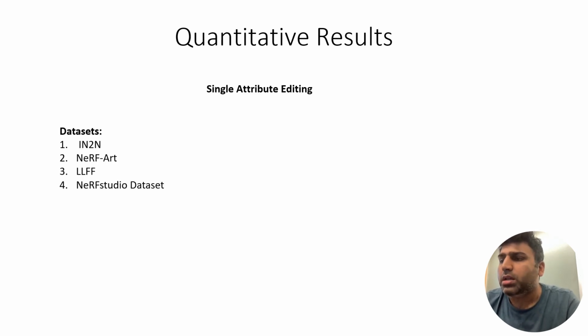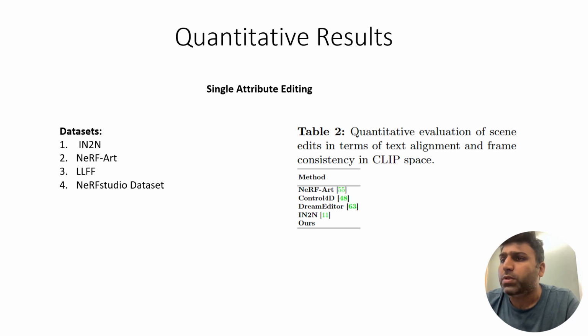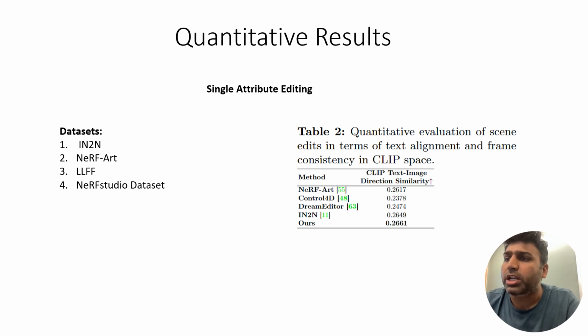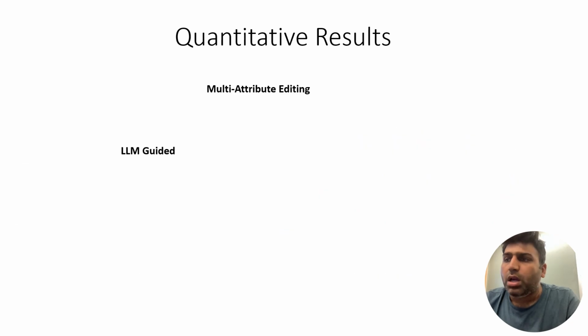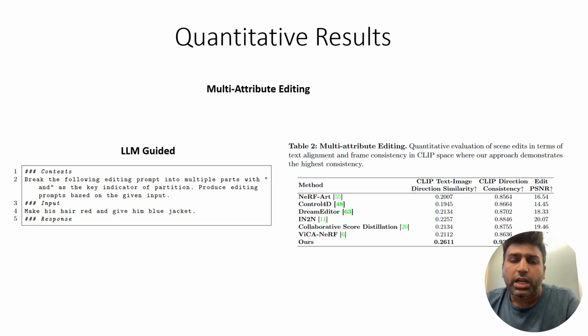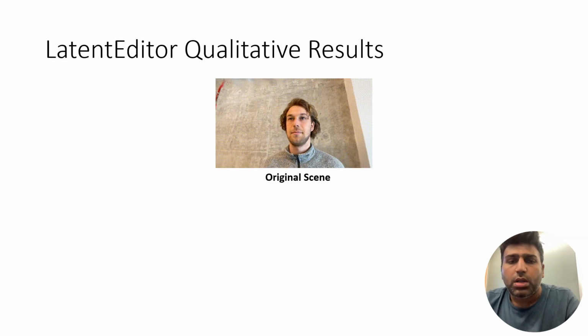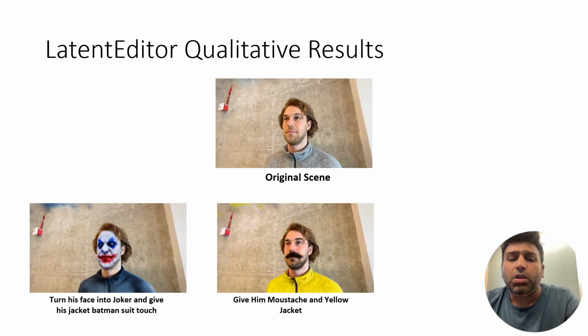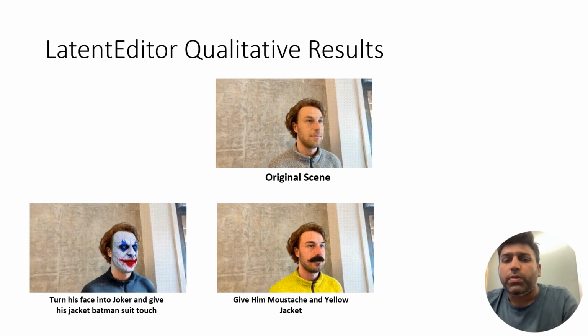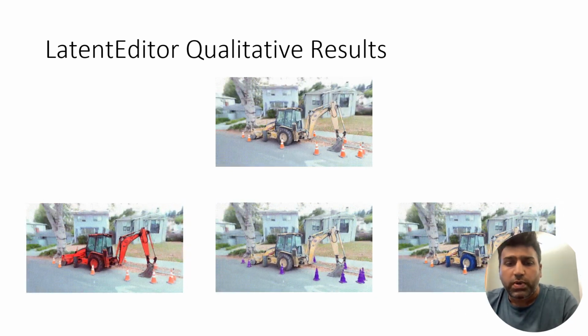We tested LatentEditor on 4 benchmark datasets. In comparison to existing methods, LatentEditor significantly outperforms in terms of text fidelity and local editing precision. We can also perform multi-attribute editing with LatentEditor guided by an LLM. As you can see, our method performs better than other state-of-the-art methods. Here we are presenting some qualitative results. You can see we are not only achieving multi-attribute editing, but we are also achieving that in a more controlled way.